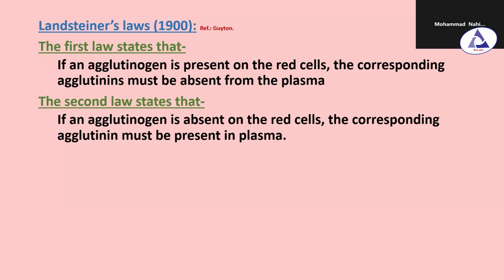So after completing the whole Landsteiner's law, we have ended up with this result. If you have A type of blood group, that means you have A antigen on your red cell membrane, alpha antibody will be absent in your plasma according to the first law of Landsteiner. And according to the second law, there will be presence of beta antibody in your plasma.